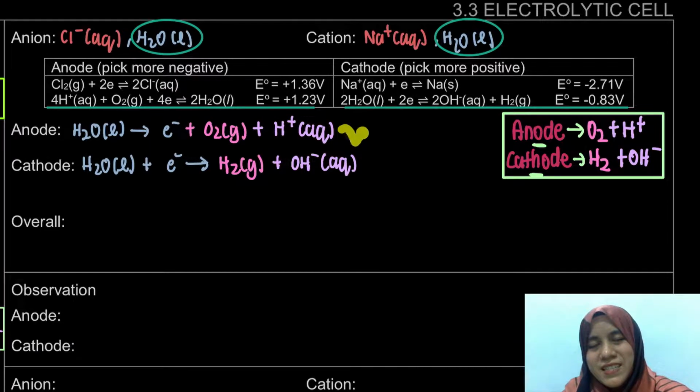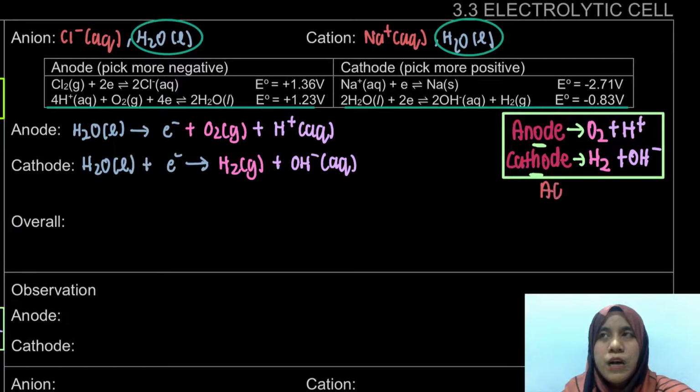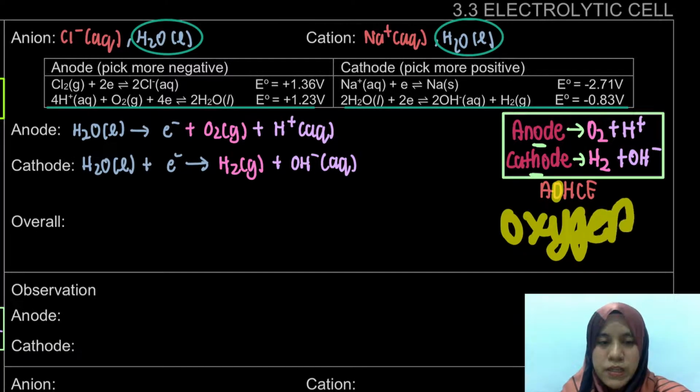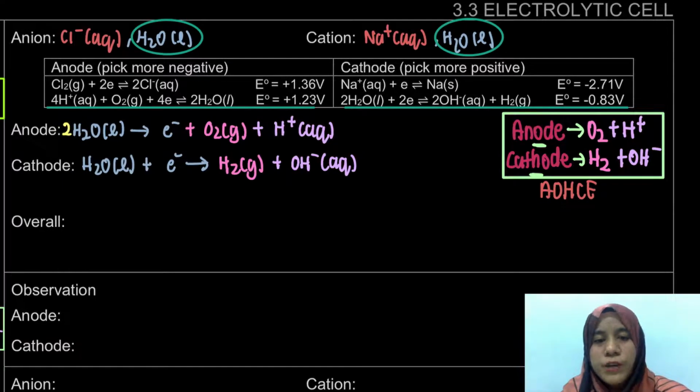But is it balanced? If it's not balanced, how do we balance it out? Follow the order. The atoms are not included here. Let's check for oxygen. Oxygen at the anode: make sure there are 2 oxygen on both sides. Hydrogen: the product must be 4 hydrogen.